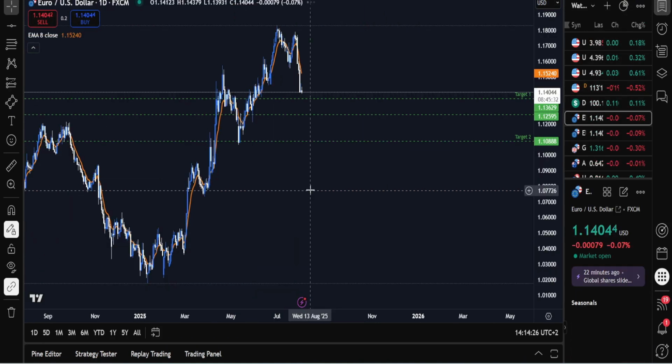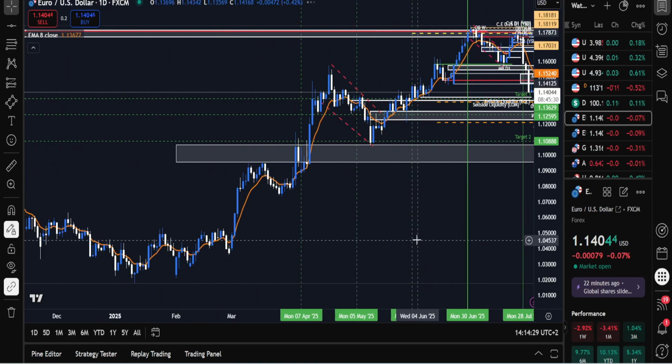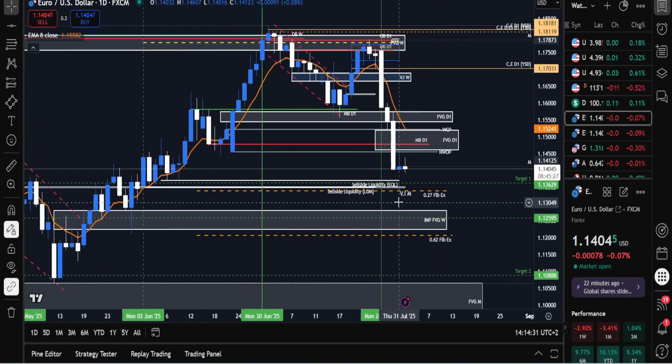And we also have euro dollar. We can see euro dollar, which we were bearish on, bullish on dollar, so we would be bearish on euro dollar.